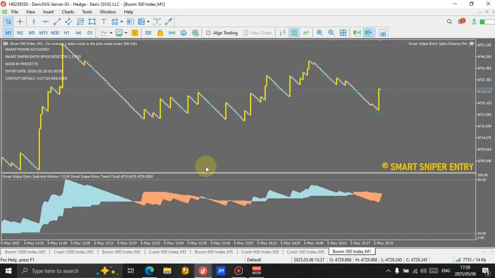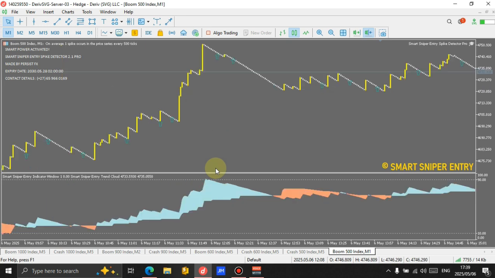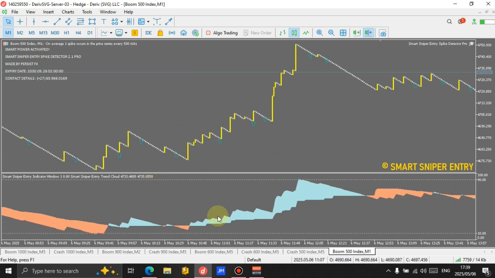Now let me show you how you can use the scalping mode. As you can see over here, the rules for the boom indexes: you follow the trend cloud. So you can take the signals given by our spike detector when the trend cloud is blue. When it's red, we do not take the entries. So let me just show you an example here. As you can see, our trend cloud is blue. We got our entry signal from our spike detector, and as you can see, it went into the direction.